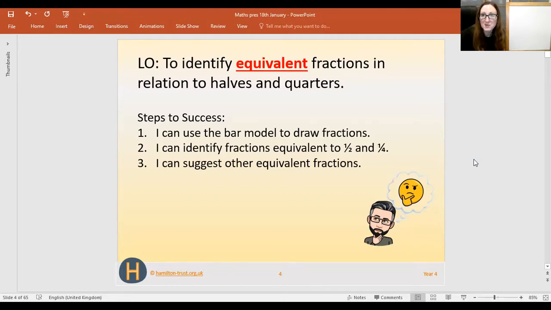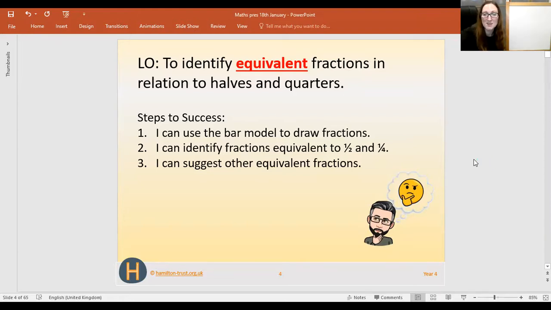But we have 3 steps to success. Number 1, I can use the bar model to draw fractions. Number 2, I can identify fractions equivalent to a half and a quarter. And thirdly, I can suggest other equivalent fractions. So fractions of your own. Okay. Let's get started then.